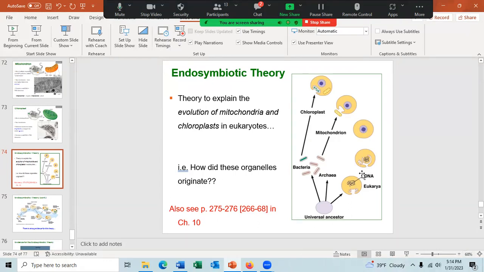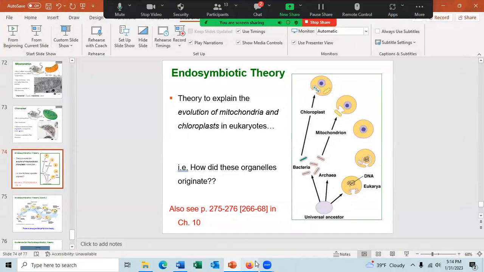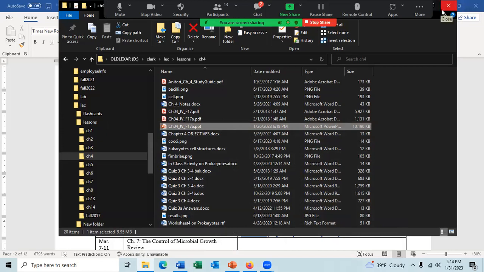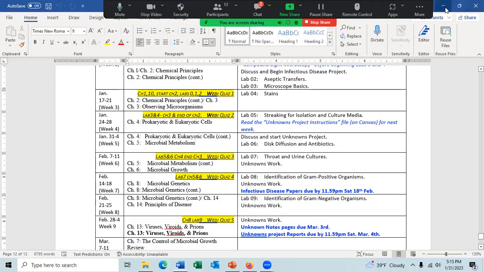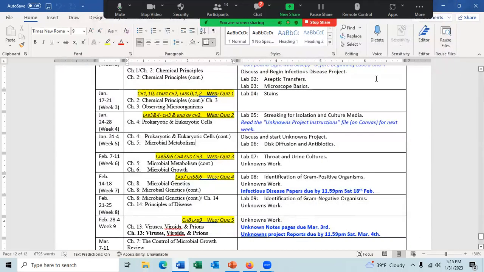I'm going to open up Paint to give my story of the, not the endomembrane system, endosymbiotic theory. Just a minute, let me close that down. What do I want? Oh, here it is. Paint.